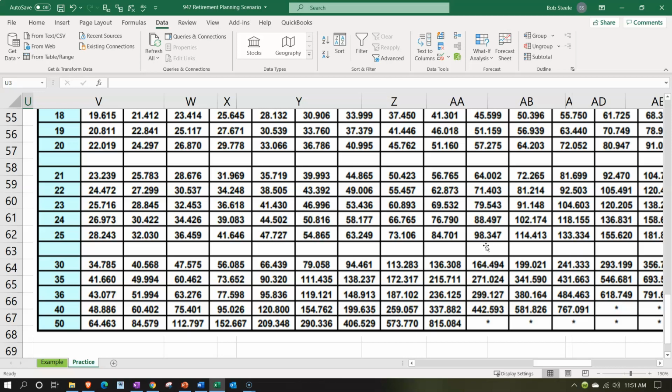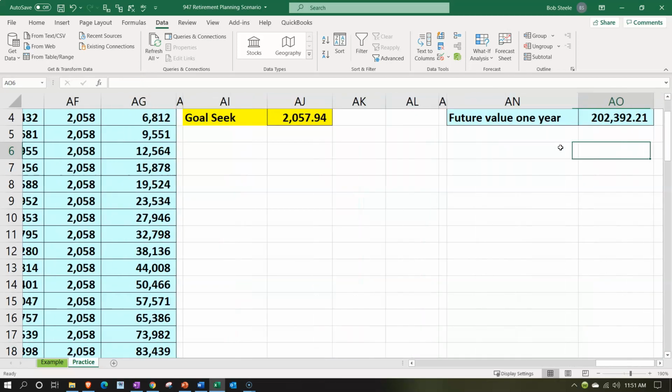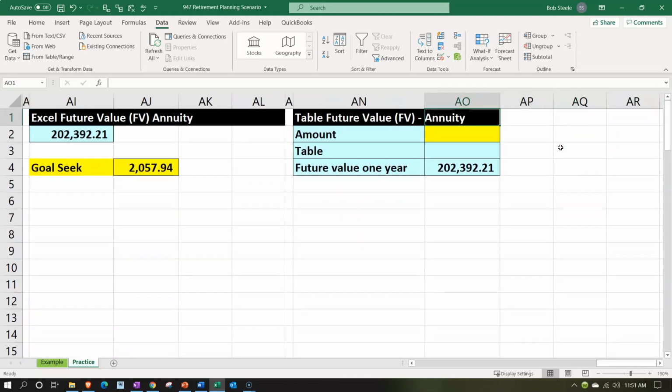98.347. So then we can back into this first number because normally it's the amount times the table gets us here. So that means this number should be the end number divided by that 98.347 to get us once again to the 2057.94.